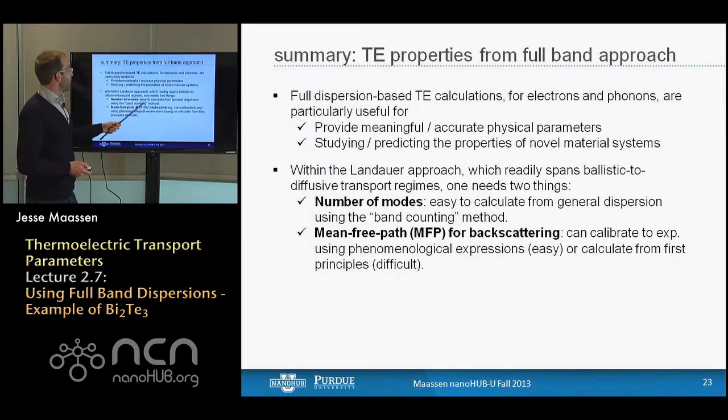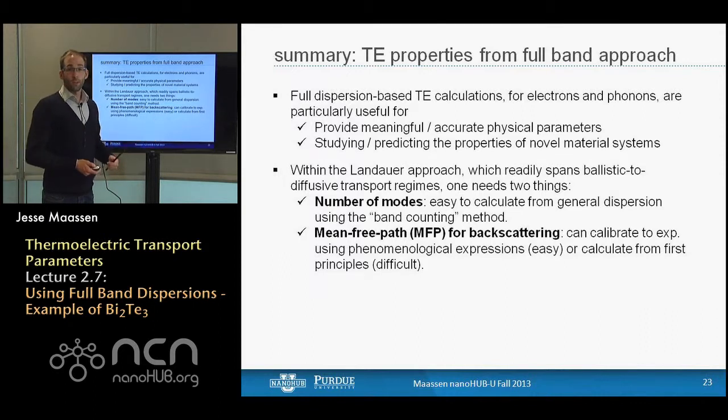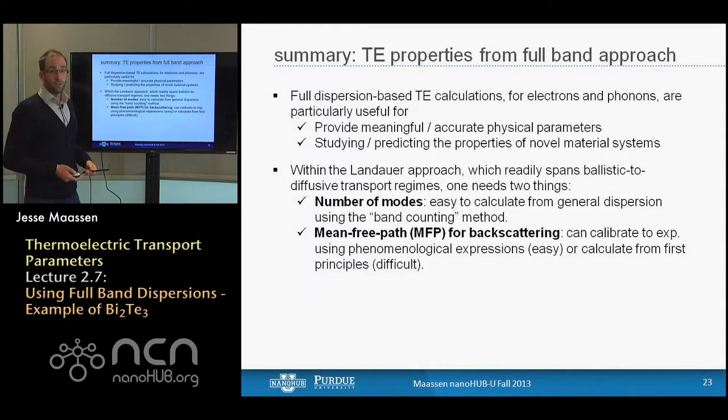Now, within the Landauer approach, which readily spans from ballistic to diffusive transport regimes, one needs two things. The first is the number of modes, which we've shown here is actually quite easy to calculate from any general dispersion using this band counting method. And the second quantity is the mean free path for backscattering, which we can calibrate to experiment using simple expressions for scattering parameters, which is easy, or we can calculate directly from first principles, which turns out to be quite a bit more difficult.